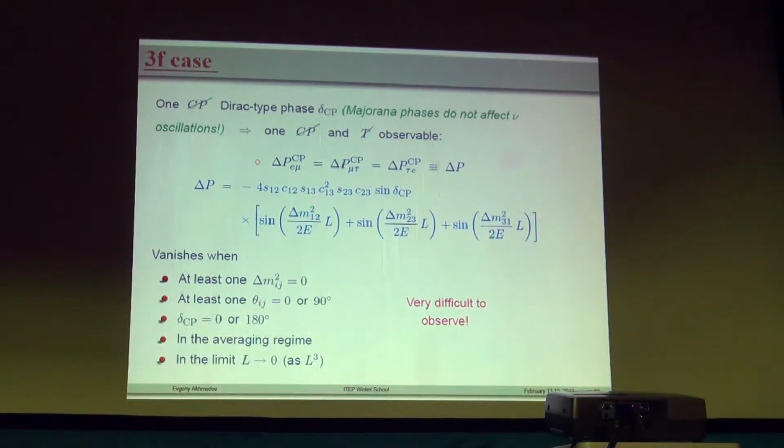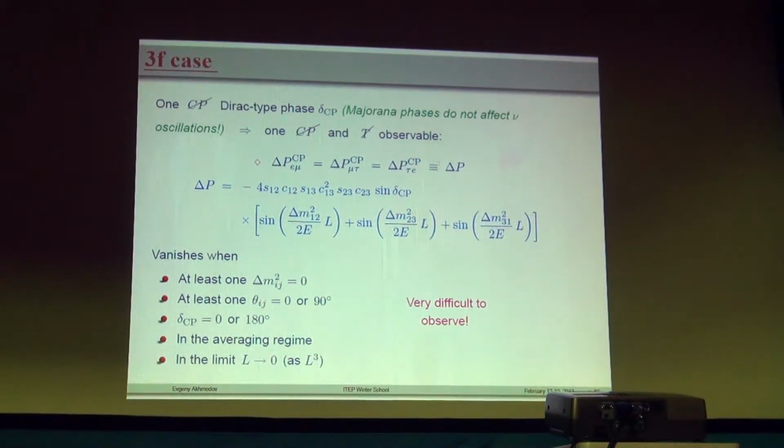This means that if we have a situation where the phases are very, very big and we have to average them, the mean value of sine for big argument is 0. The mean value of sine squared is 1/2. But mean value of sine is 0. So if the oscillation phase is very big, it all averages to 0.